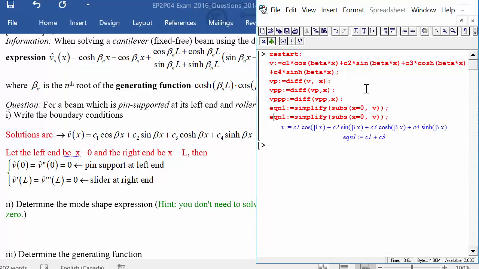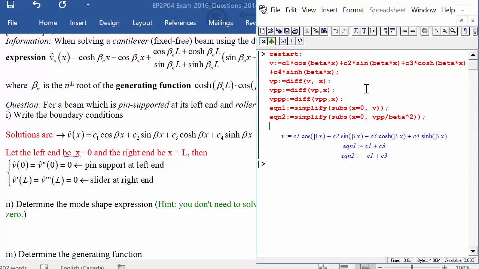Let's go to the next line. Equation 2 would be substituting x is 0 into v double prime. And so we've got c1 minus c3. Now we don't care about beta. We don't want to try and solve anything for beta just yet. So let's divide by beta squared. And now we've got c1 and c3, both defined in terms of this equation. And maybe you can see what c1 and c3 would have to be for this. If you add these two equations together, then you have that 2c3 is equal to 0.